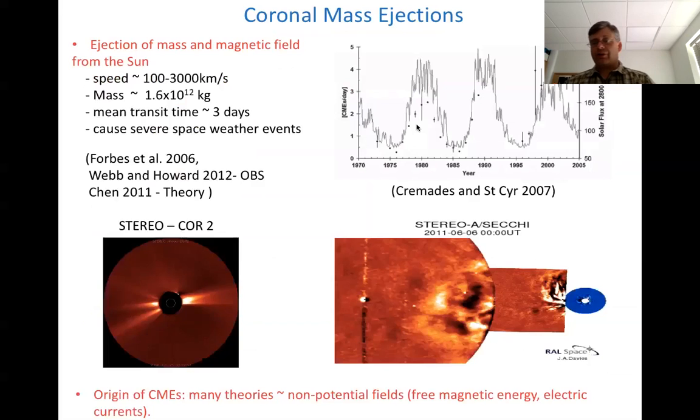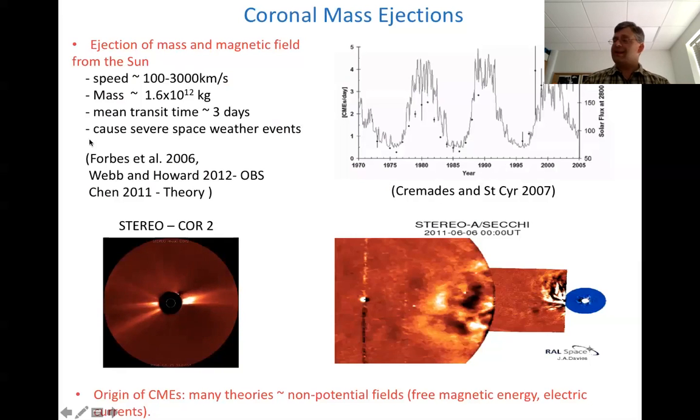So one of the objects, of course, which can lead to extreme space weather events are coronal mass ejections. These are just large-scale ejections of mass and magnetic flux from the sun. On the movie in the bottom left-hand side, you can see an example of a CME taken by Cor-2. CMEs can have a wide range of speeds, as much as 3,000 kilometers per second. They can have a mass on the order of 1.6 times 10 to the 12 kilograms, and the mean transit time to get to the Earth is on the order of 3 days.